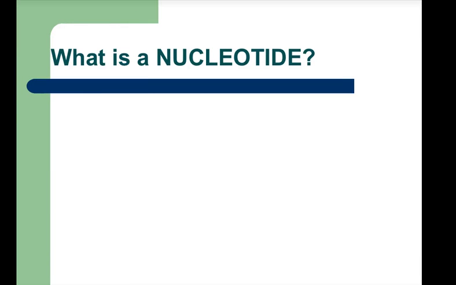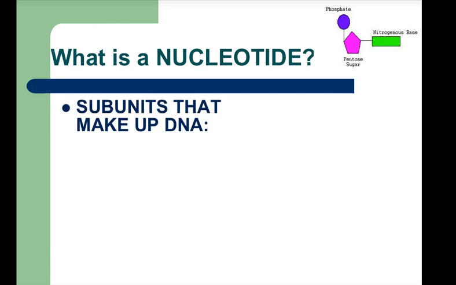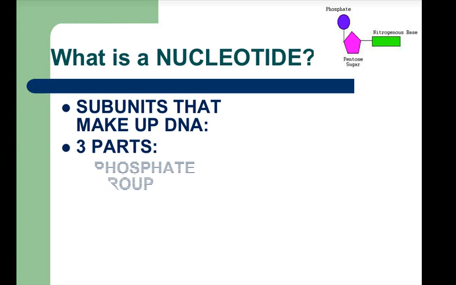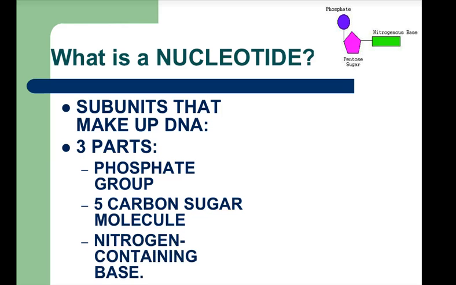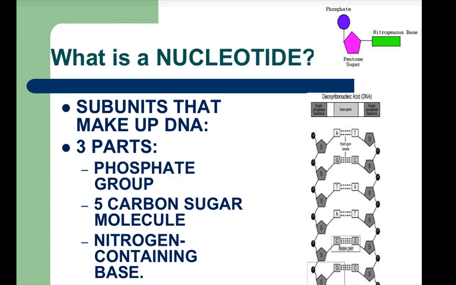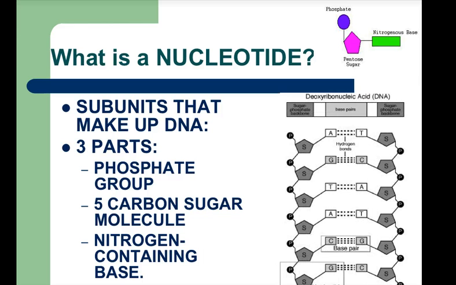What is a nucleotide? Watson and Crick had found that the actual materials that the DNA is made out of are called nucleotides. They're the subunits that make up DNA. There are three main parts: a phosphate group, a five-carbon sugar molecule, and a nitrogen-containing base. And there are different numbers of hydrogen bonds between each of the kinds of bases.